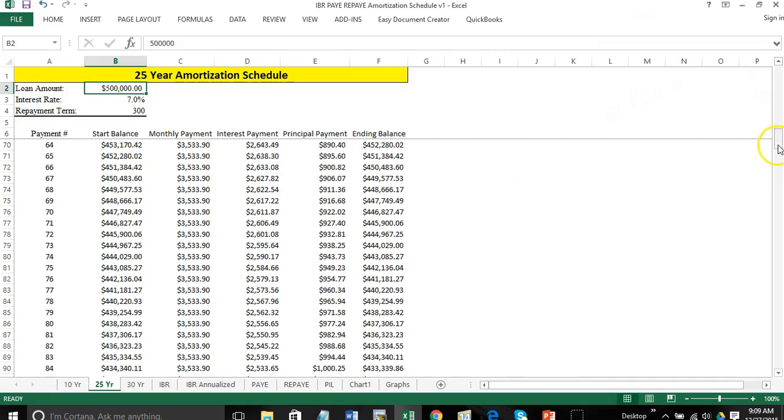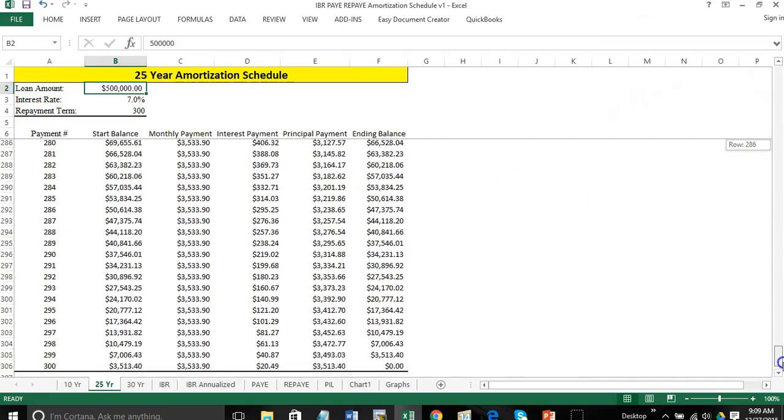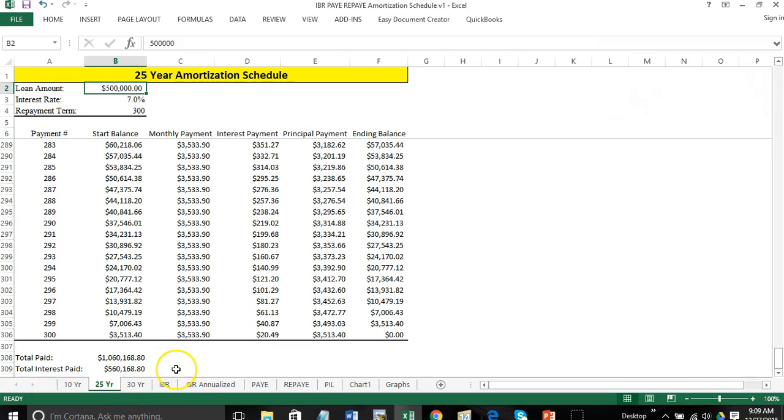So you get a sense of what's happening here. After 25 years, you would have paid back a total of about $1.1 million, or about $560,000 of interest. So it's a significant commitment you're making to a 25-year repayment program. But if you're considering the income-driven repayment options, this is probably not a consideration.